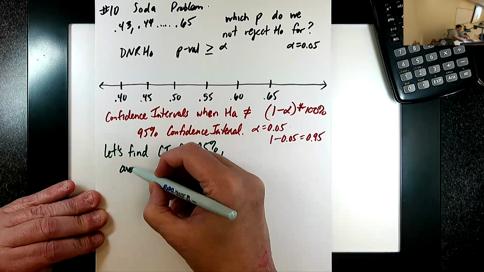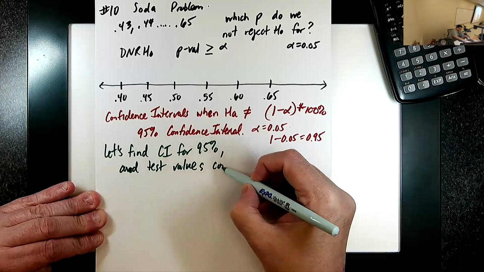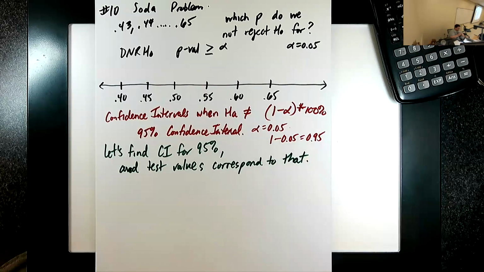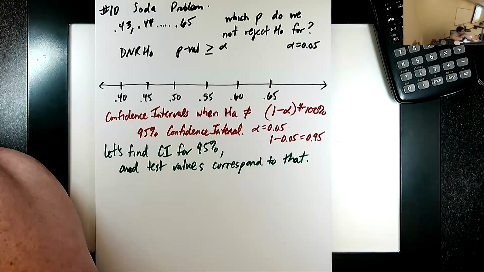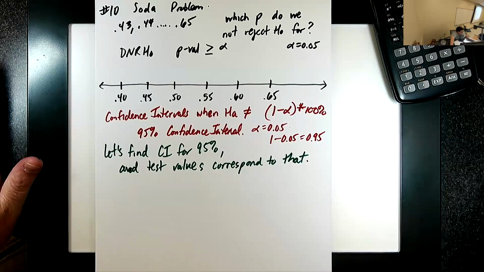And test values that correspond to that. So we're going to find the 95% interval. I'm going to come back over here and plot it on this graph that I got. And we're going to reason out what we're going to check. I think this is some huge intuition for how all this works. It may seem like magic, but it's not. It works.